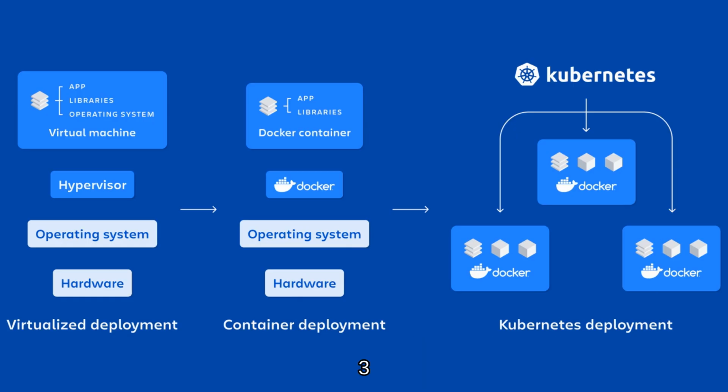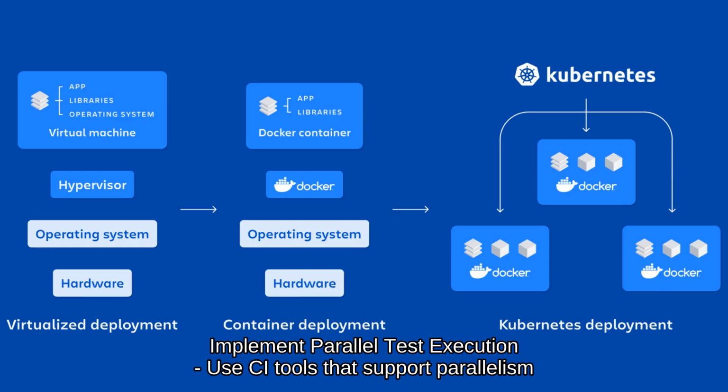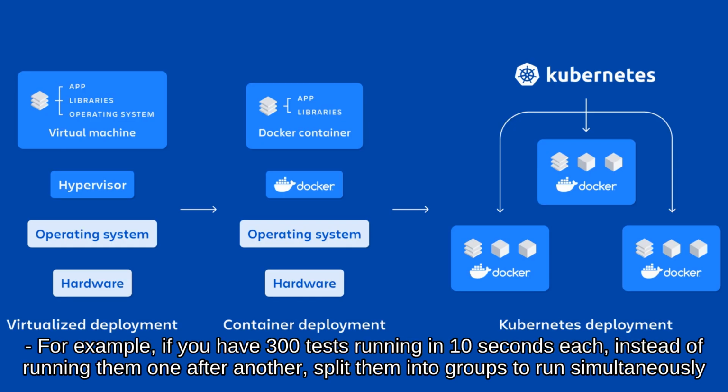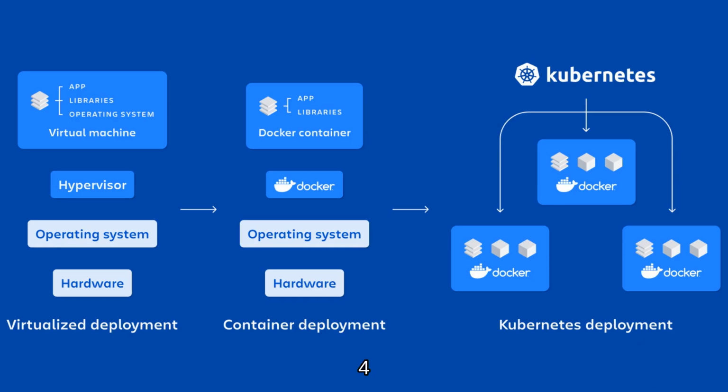3. Implement parallel test execution: use CI tools that support parallelism. This can drastically reduce testing time. For example, if you have 300 tests running in 10 seconds each, instead of running them one after another, split them into groups to run simultaneously.